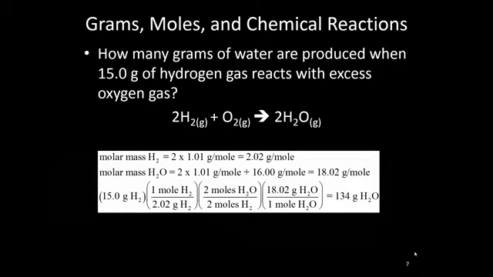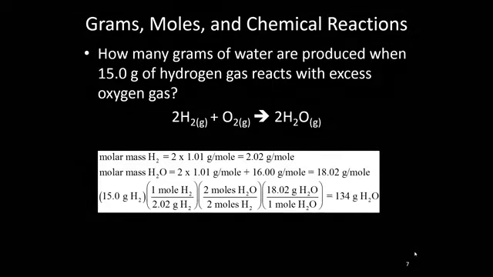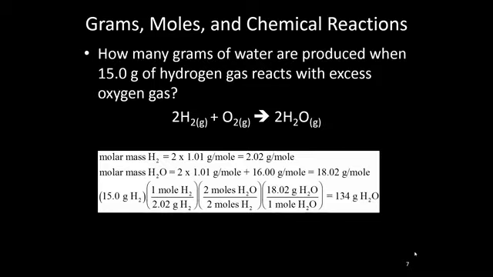You will note, regardless of whether we did the 5 steps individually or whether we combined them together, we ended up with the same answer, that when reacting 15 grams of hydrogen gas with excess oxygen gas, you produce 134 grams of water.